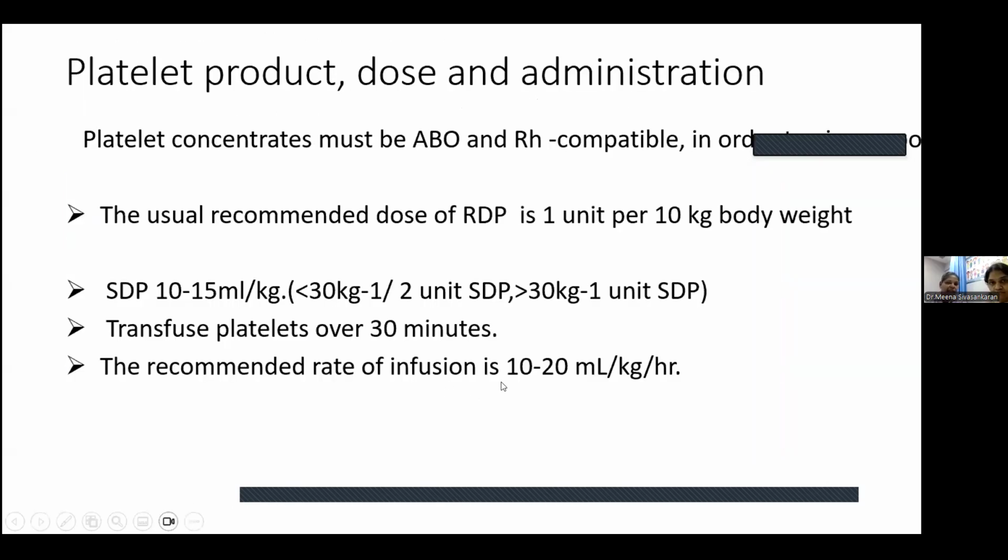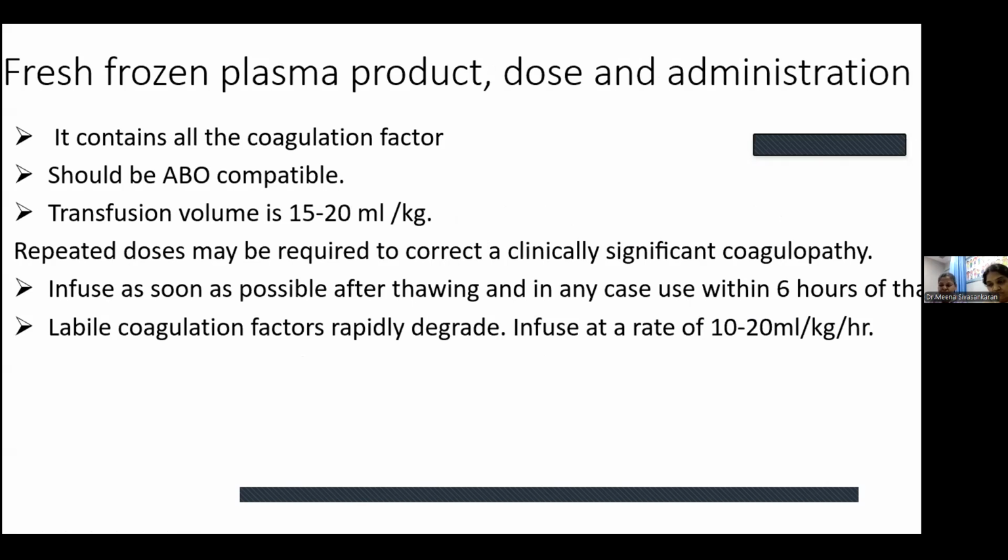Next slide, platelet products. In this slide, we can see platelet products, dose and administration. Platelet concentrate must be ABO and RH compatible in order to prevent reactions. The usual recommended dose of RDP is 1 unit per 10 kg body weight. For SDP, it is 10 to 15 ml per kg below 30 kg, and above 30 kg, 1 unit of SDP. Transfuse platelets over 30 minutes. The recommended rate of infusion is 10 to 20 ml per kg per hour.